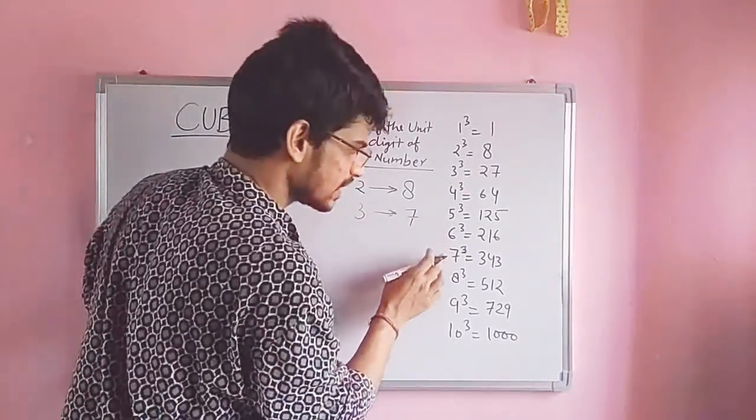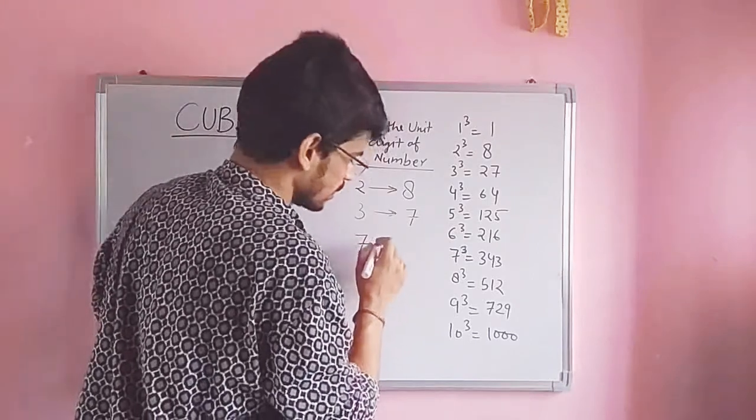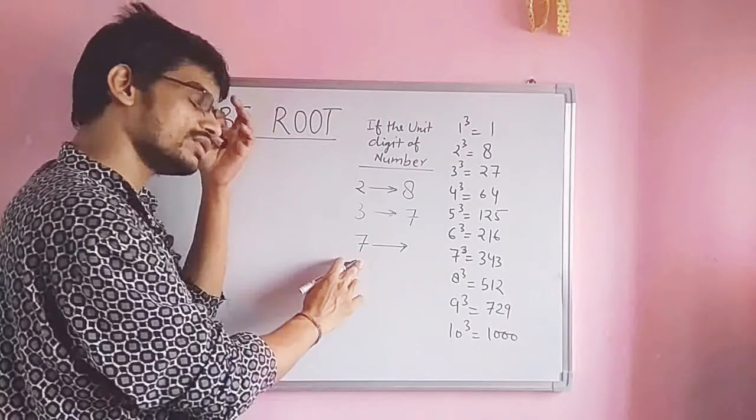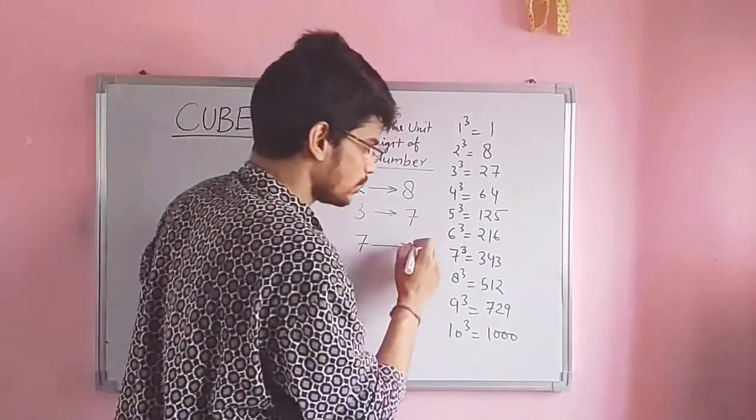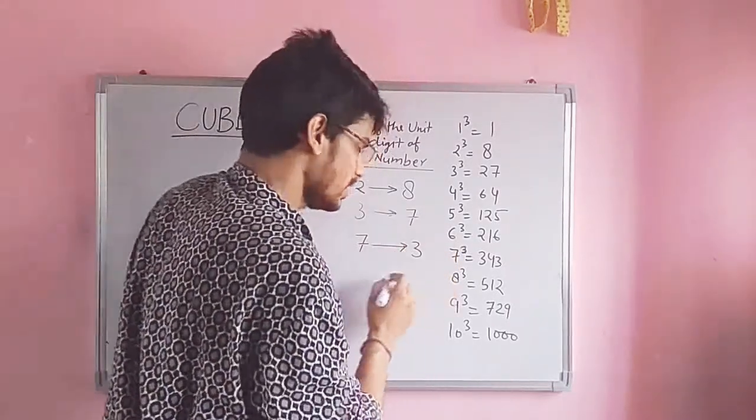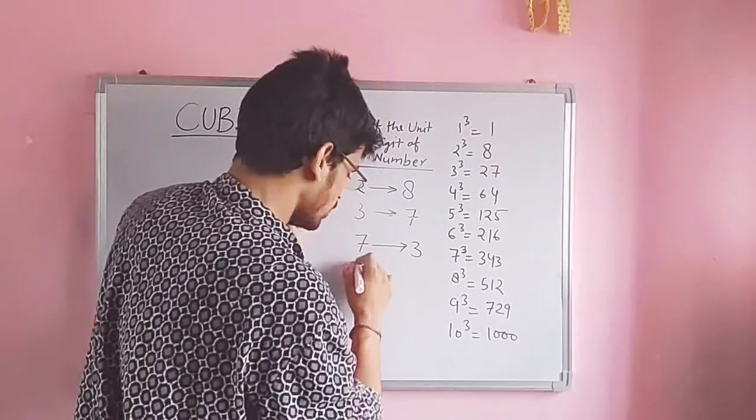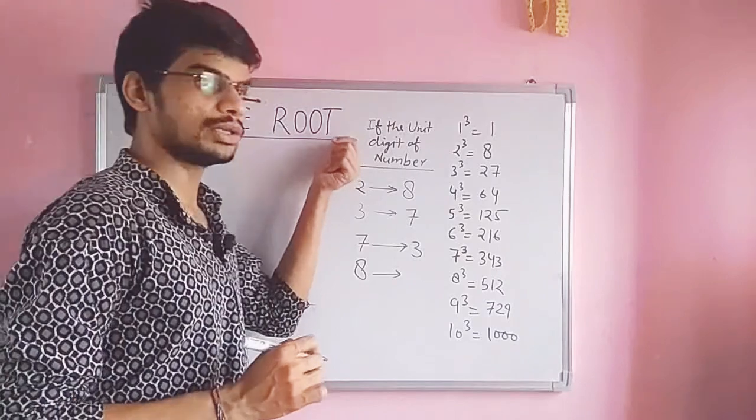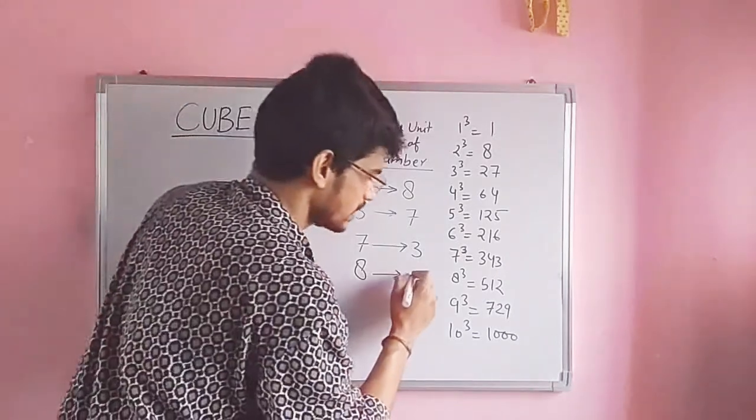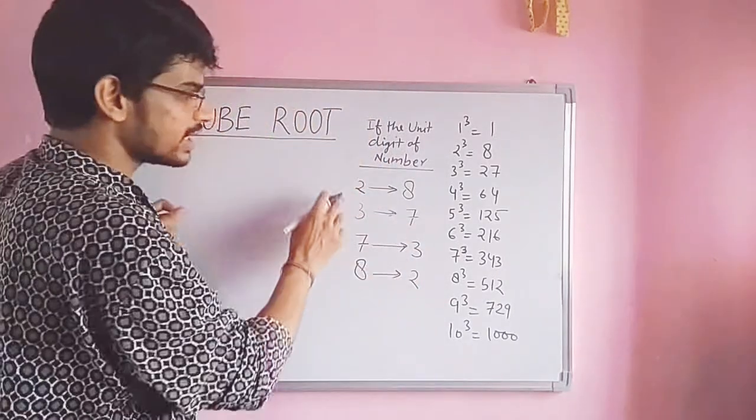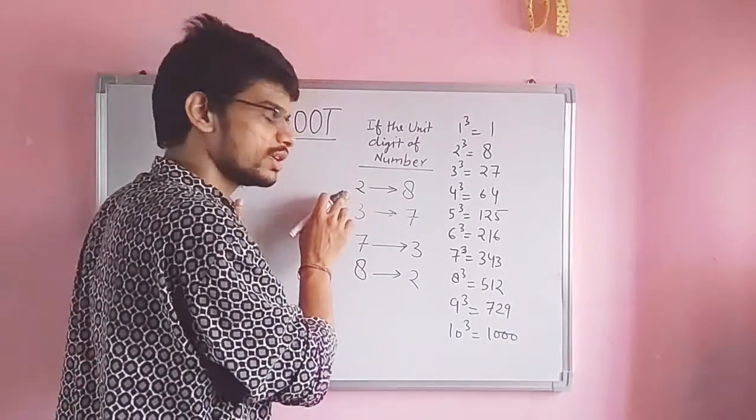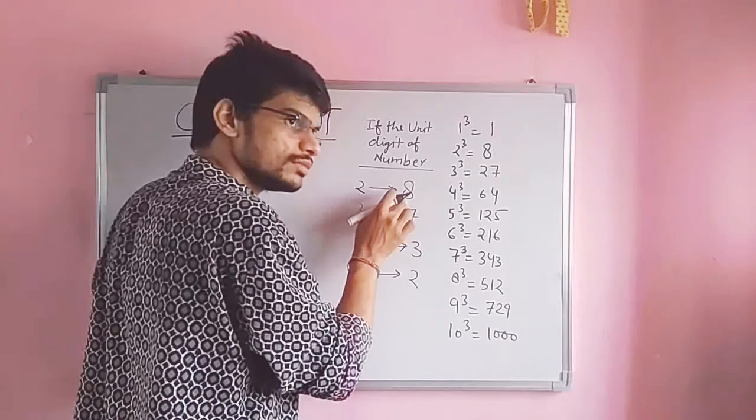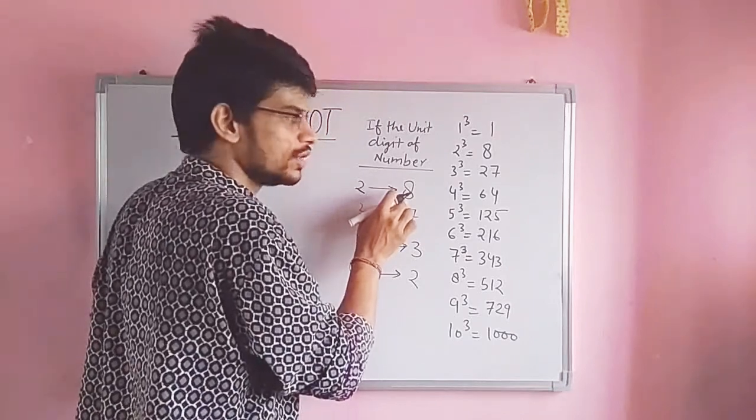Next, if the number is ending on 7, then the cube root's units place is 3. If the number is ending on 8, then the cube root's units place is 2. And if the number is ending on 2, then its cube root's units place is 8.